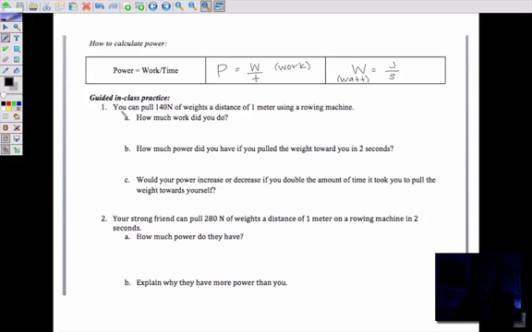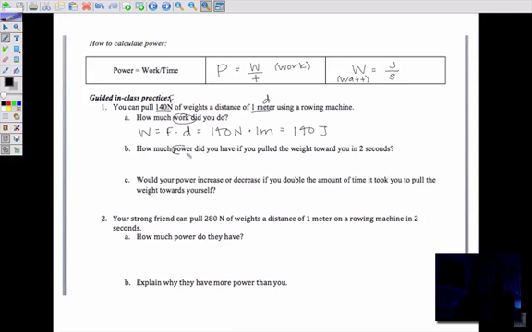Our first guided problem says you can pull 140 newtons, okay, so newtons is a force, of weight a distance of 1 meter, okay, meter is a distance, using a rowing machine. A asks, how much work did you do? Well, work is equal to force times distance, and that's from the front side of our note sheet. So we have 140 newtons of force times 1 meter of distance, which is going to be equal to 140 joules of work.